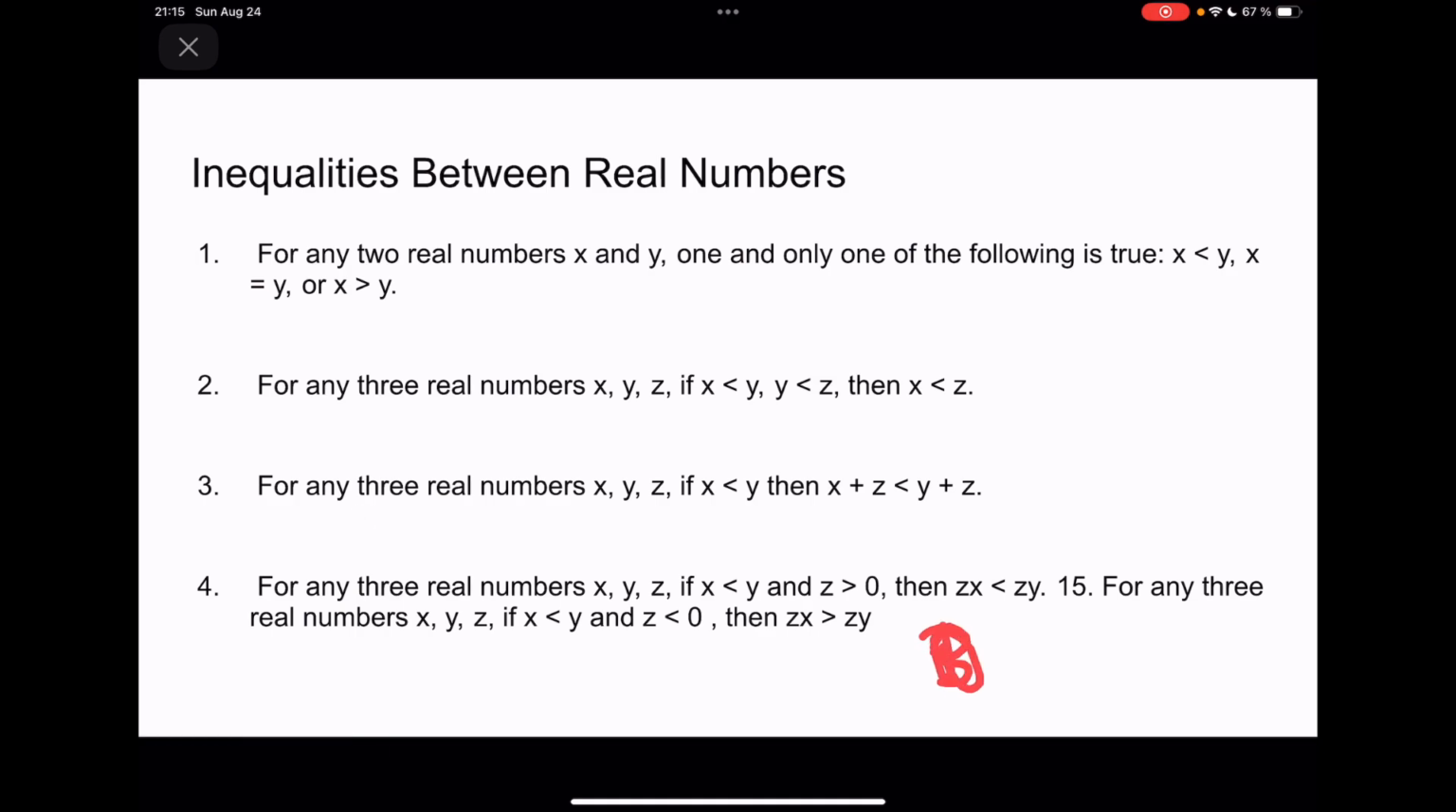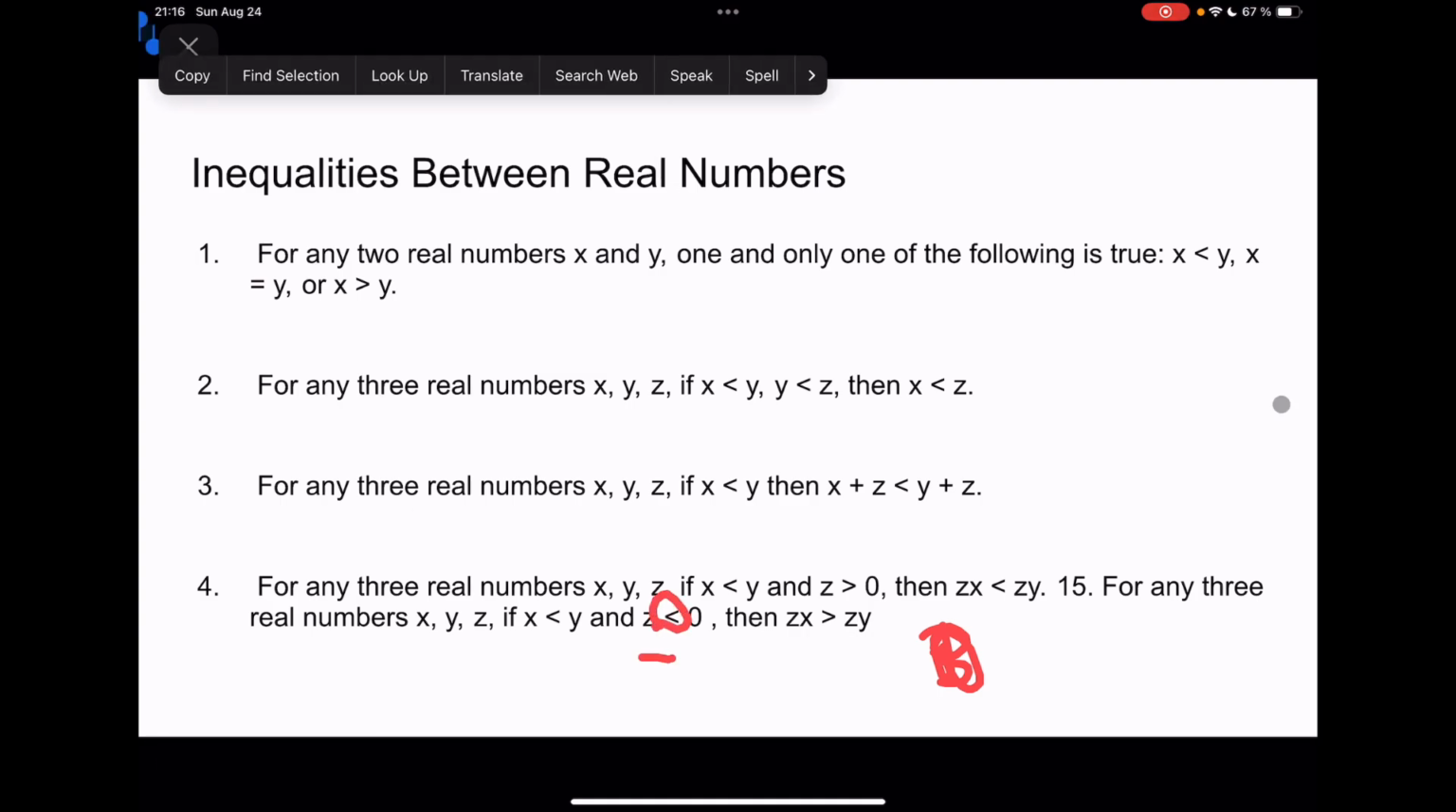What was I saying? If x is less than y and z is less than 0, so if z is negative 1. I don't even care anymore. I hate this.